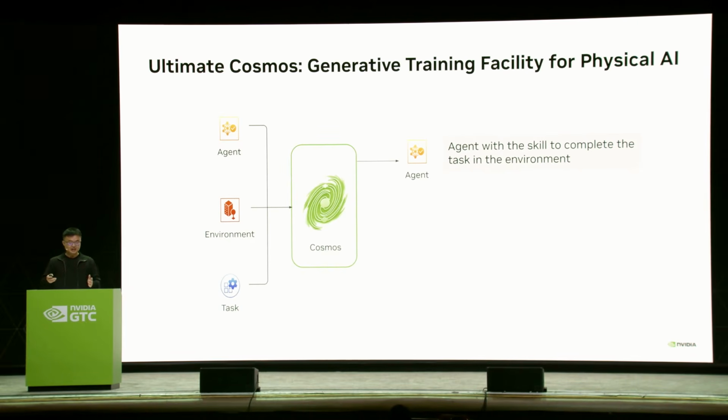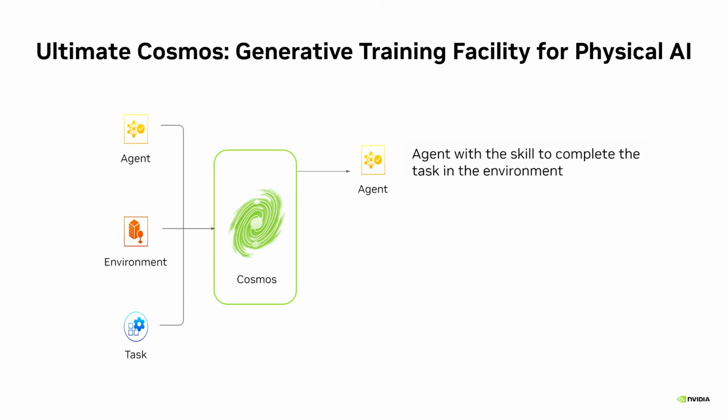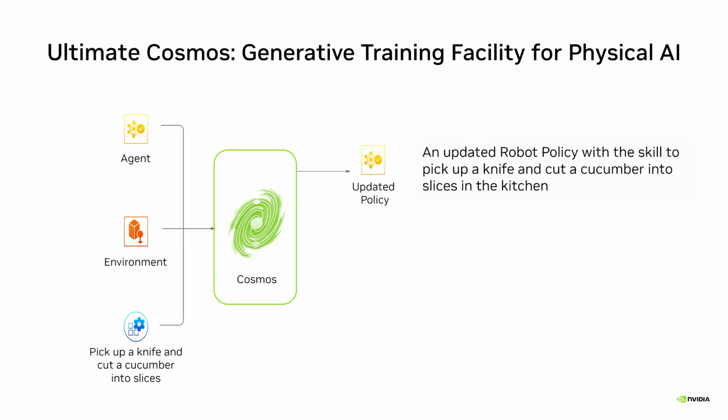It's a training facility. The input is an agent, environment, and task. The output is the agent. The output agent is a better agent with the skill to complete the task in the environment. So let's start with a simple example. The input can be a robot policy, and the target environment can be a kitchen. The task is to pick up a knife and cut a cucumber into slices. Initially, the policy, the input agent, doesn't really know how to do that.